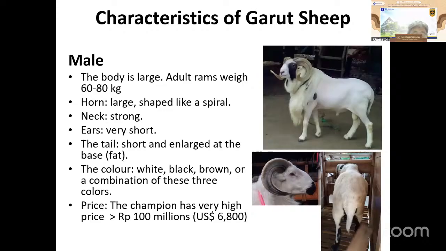The characteristic of male Garut sheep, as you can see in the picture, is their large body weight, with adult rams typically weighing between 60 and 80 kilograms. Its most distinctive features include large spirally shaped horns and a strong neck. The ears of Garut sheep are notably very short, and the tail is short and enlarged at the base. The sheep come in various colors, including white, black, brown, or a combination of these three colors.